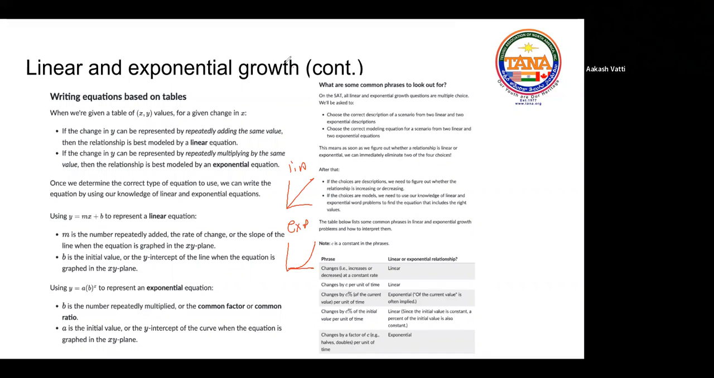So what are some common phrases to look out for? On the SAT, all linear and exponential growth questions are multiple choice, so you won't really have any questions of that type in the free response. You're usually asked to choose the correct description of a scenario from 2 linear and 2 exponential descriptions, or choose the correct modeling equation for a scenario from 2 linear and 2 exponential equations. This means that we have to figure out whether a relationship is linear or exponential.